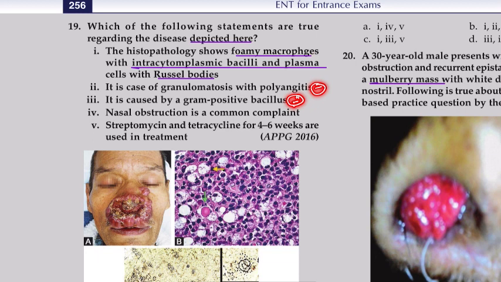Frisch bacilli. Nasal obstruction is the common complaint, right? Okay. Streptomycin and tetracycline for 4 to 6 weeks are used. That's also right. Streptomycin, tetracycline, along with rifampicin are also used, right? So here the right statements are 1, 4 and 5. So option 1, 4 and 5 is the right answer.